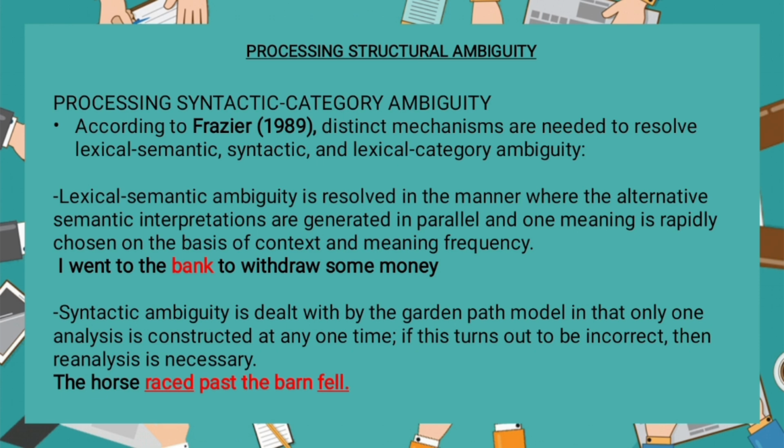Example: I went to the bank to withdraw some money. In lexical semantic ambiguity, the word bank can refer to a financial institution or the edge of a river. The context withdrawing money quickly disambiguates the meaning, favoring the financial institution interpretation. While in syntactic ambiguity, the horse raced past the barn fell. This sentence is ambiguous because raced past the barn could modify either horse or fell.